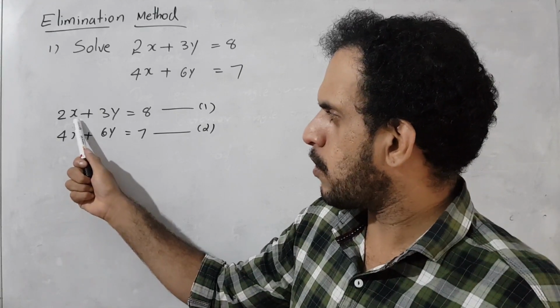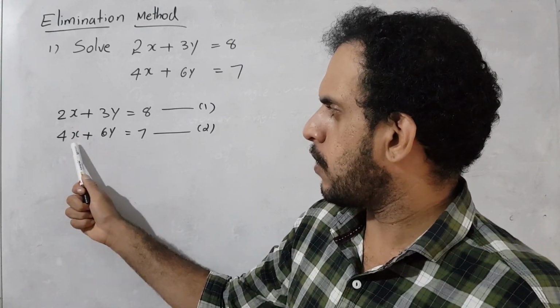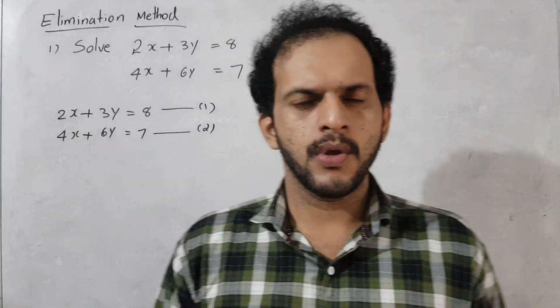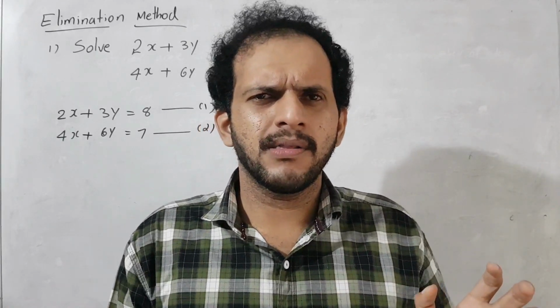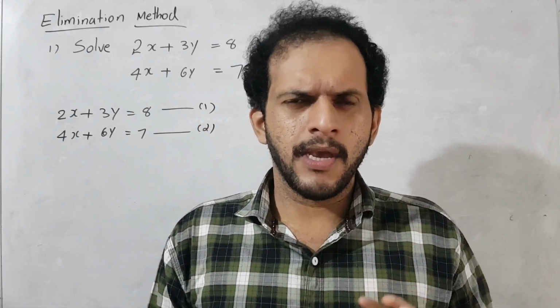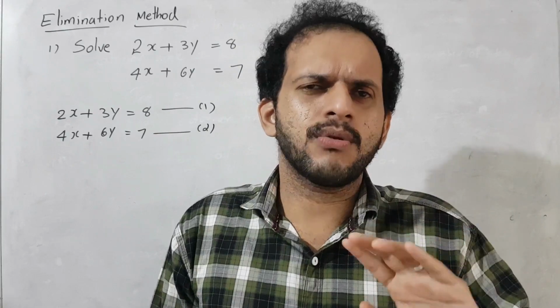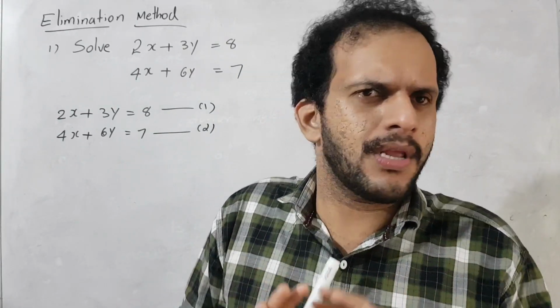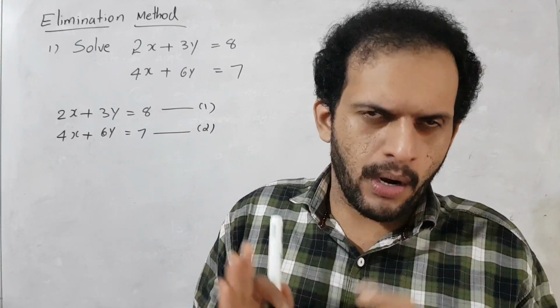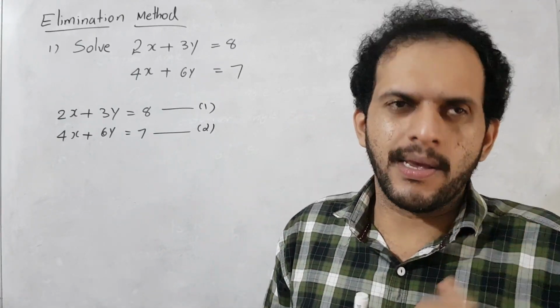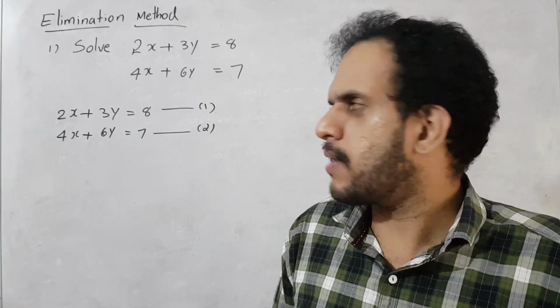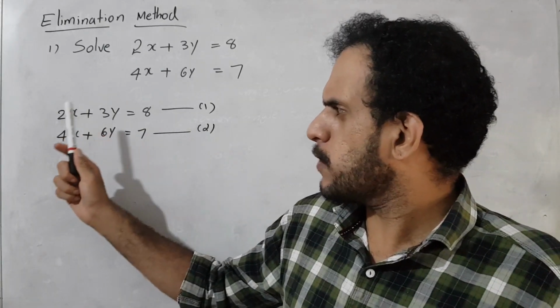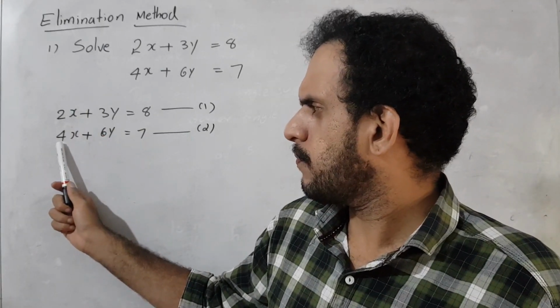Here the coefficient of x is 2. Here the coefficient of x is 4. So it's very clear they are not equal. If they are not equal, it's not possible to remove. If they are equal, there is no problem. If they are not equal, we need to equalize. Here it is possible to make 2 as 4.